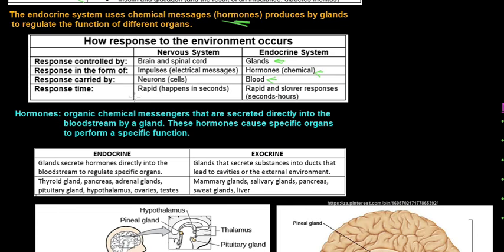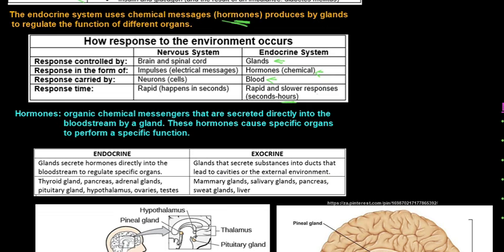The response time of the nervous system is extremely quick. I'm referring specifically to the reflex arc, which happens in seconds, and that is done to protect the human body against further injury. And then the endocrine system is rapid, but there are also slower responses. So it can happen anything from seconds to hours. I'm talking here about adrenaline, that is your fight or flight hormone, and then other hormones that will take a bit longer to have their action fulfilled.